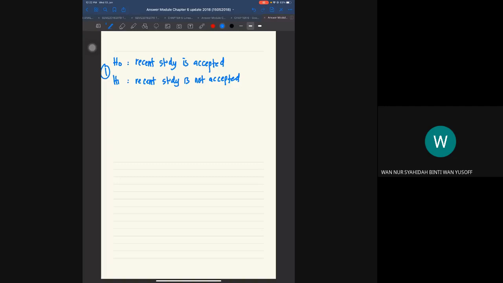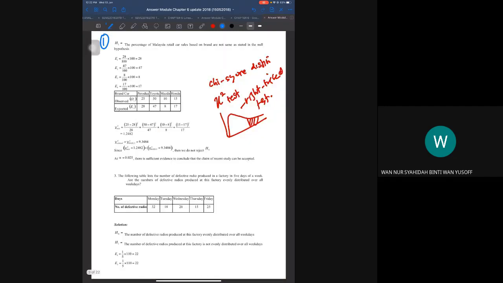Or you can state the distribution of your data. The distribution here is the percentage of your categorical data, because here you have the percentage as your distribution. If you have a ratio, then you can state the ratio. If you have the number in each category, then you can state the number. So we just follow the question.